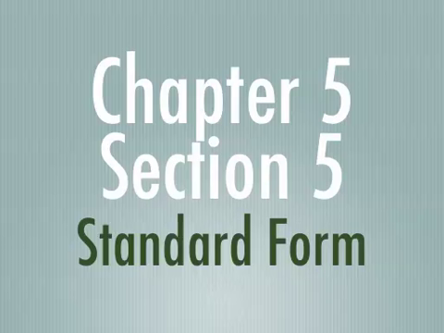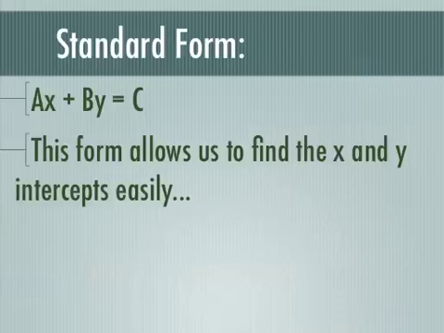Chapter 5, Section 5, Standard Form. Standard form is the third way to write an equation of a line. Remember, so far we've talked about slope-intercept form, which was y equals mx plus b. We've also talked about point-slope form, which was y minus y1 equals m, the slope, in parentheses x minus x sub 1.